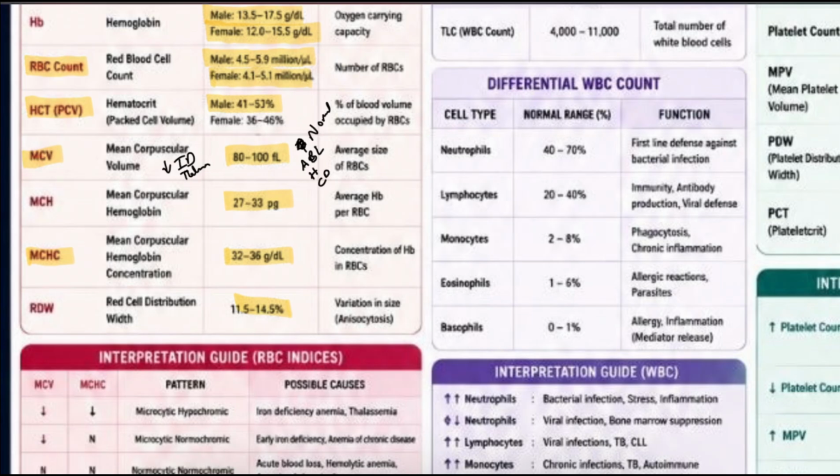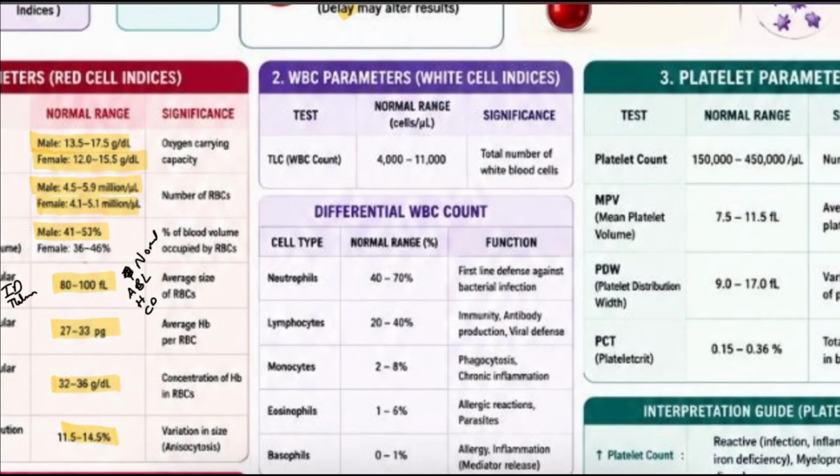If MCV is reduced, we suspect microcytic anemia. If MCV is normal, normocytic anemia. If MCV is more, macrocytic anemia. Then we look at RDW. If RDW is increased, we suspect iron deficiency anemia. For example, a report with hemoglobin 8 grams per deciliter, MCV equal to 70 and RDW high. Then the diagnosis will be iron deficiency anemia.